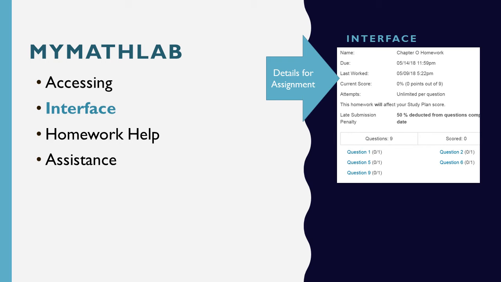You can have the details of the assignment at the top: what's the name of the homework, when it's due. It'll tell you when's the last time you worked on it, what your current score is. You can also see, for example, in this particular homework, you have unlimited attempts per question. You also have listed down here your late submission penalty. Once we see this, we have all of our different questions, and all I have to do is click on a question to start it, and it's going to take me straight into the first question.